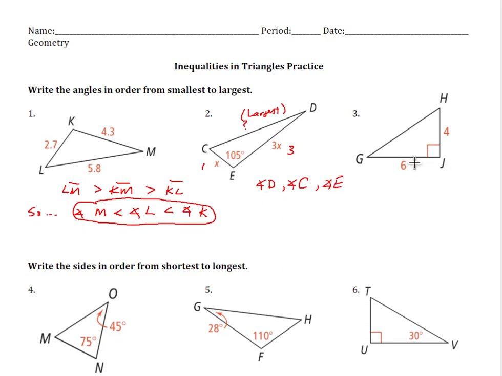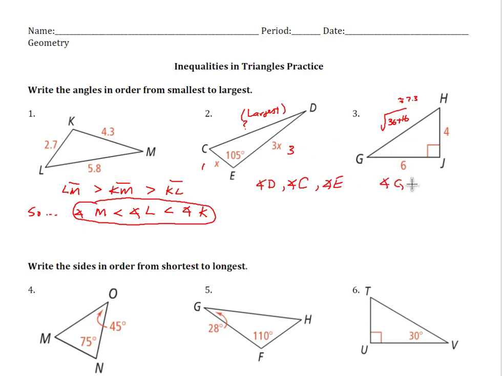Looking at number two, we want to find the smallest angle first. So the 105 is the largest angle. We got 3x versus 3. This angle that's opposite the x is going to be smaller than the angle that's opposite the 3x. So in order, we have basically D, C, and E.